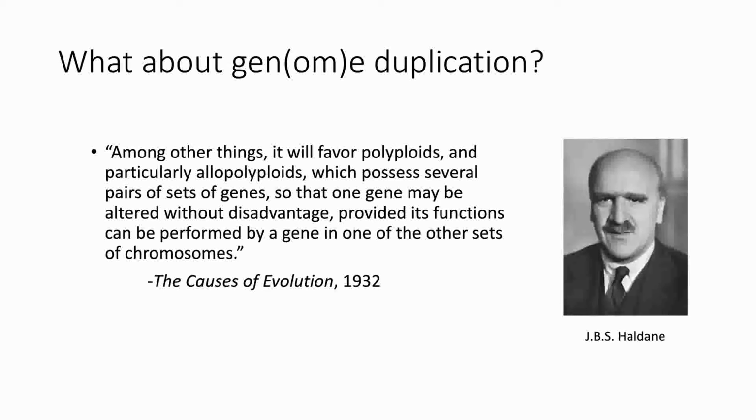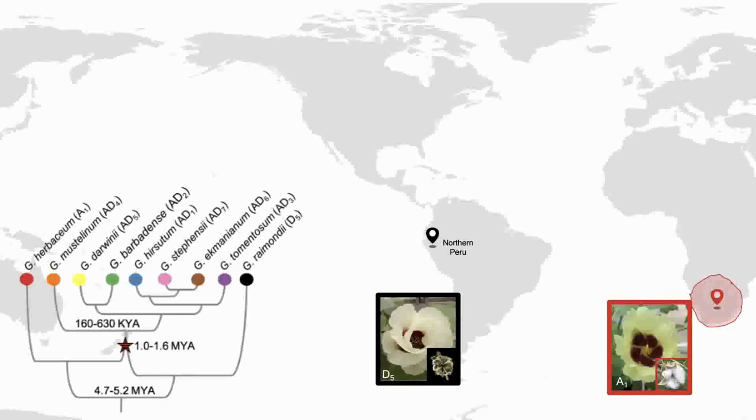In 1932, J.B.S. Haldane was the first scientist to make this hypothesis. And this question, even though it's 90 years old, still has not been robustly tested. But today I want to show you some of my work in the cotton genus, Gossypium, that may shed some light on this question.